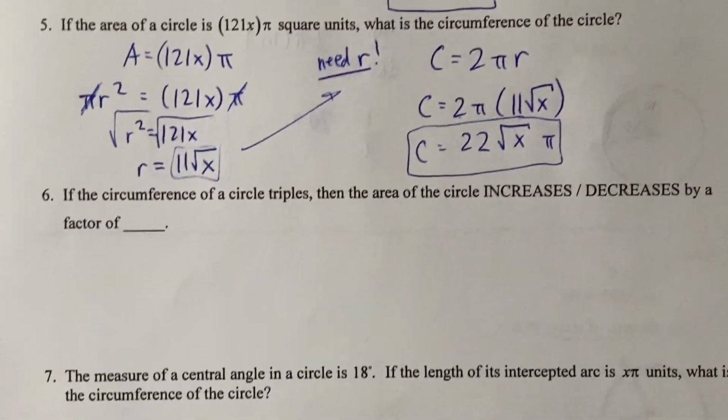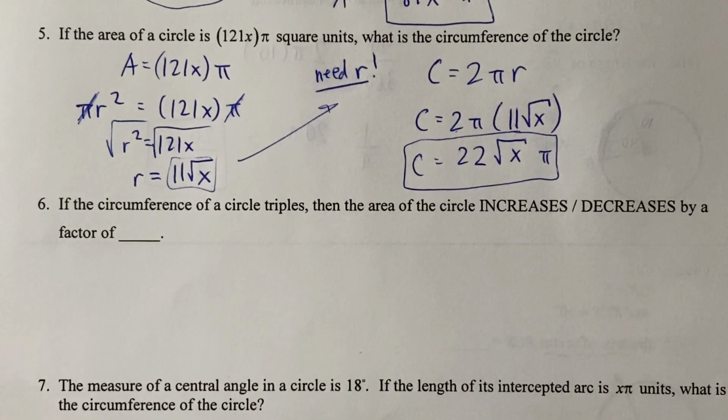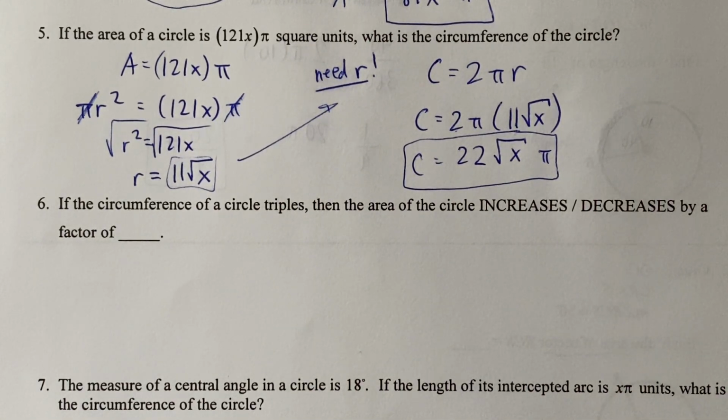Okay, there you go. If the circumference of a circle triples, then the area of the circle increases or decreases by a factor of what? What the Hercules is this talking about? Okay.